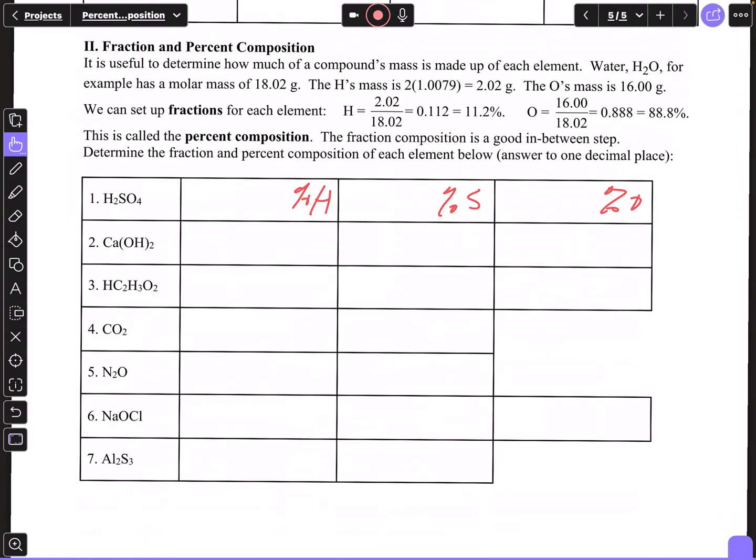Remember, number 3, you got a total of 4 H's. Even though one of them is separated from the other ones, that would be a total of 4 hydrogens. But that's how you do percent composition problems.